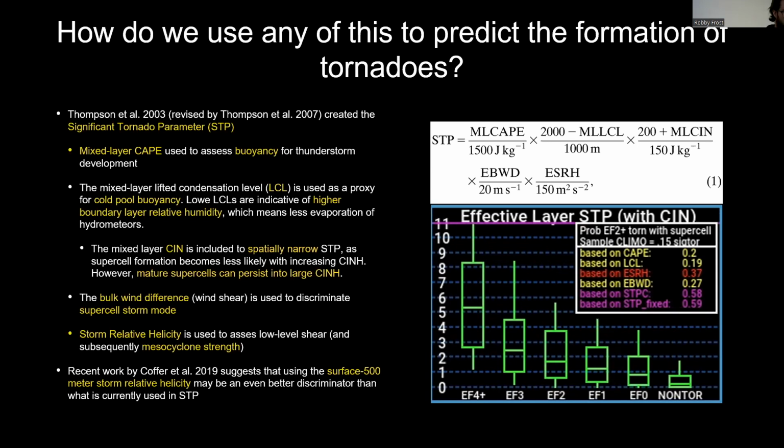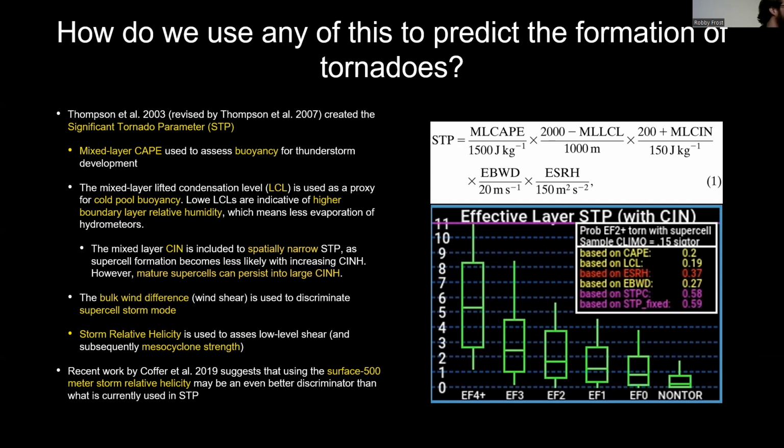And you'll hear more about this from Rich, but we can relate these things in our simulations to the observables on the larger scale. And you can either thank or blame Rich for the fact that we get to work with this. I prefer to thank, but see what you guys think. But we use mixed layer CAPE to assess buoyancy of thunderstorm development. That one's pretty much a no-brainer.